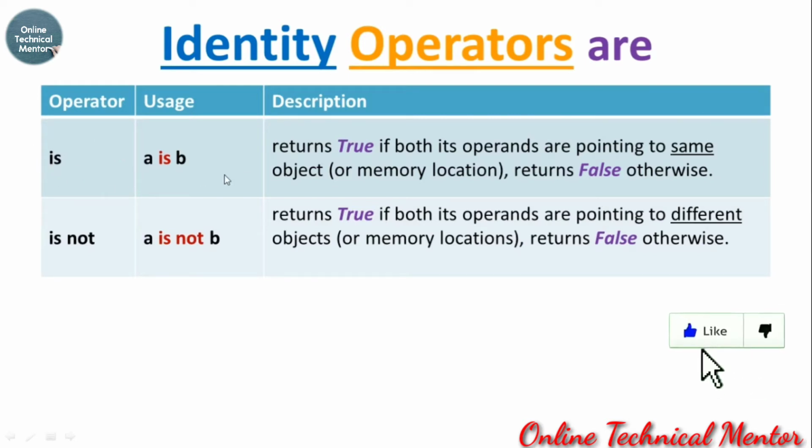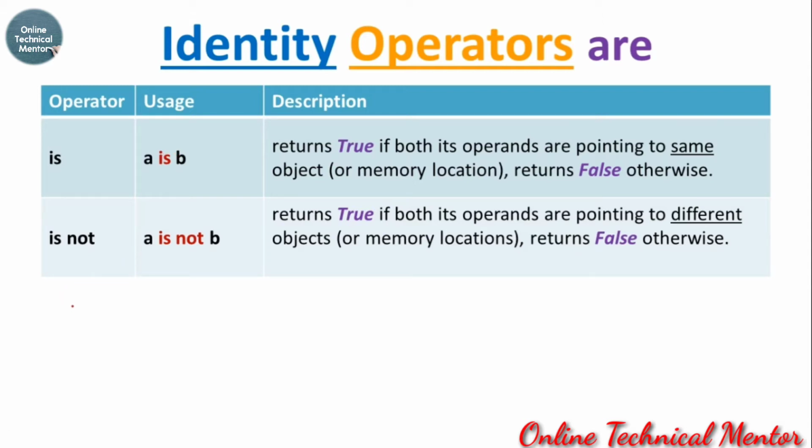The is operator is written in this way: A is B. That means A and B, these two may be variables or objects or can be any type. A is B returns true if both its operands are pointing to the same object or memory location. Returns false otherwise. Is not is another identity operator. It is written like this: A is not B. It returns true if both its operands are pointing to different objects or memory locations. Returns false otherwise. Let me elaborate with some examples.